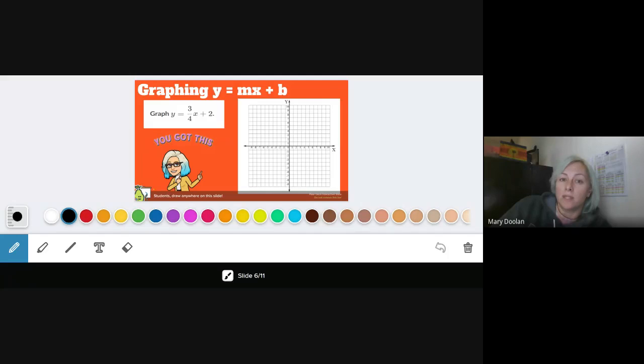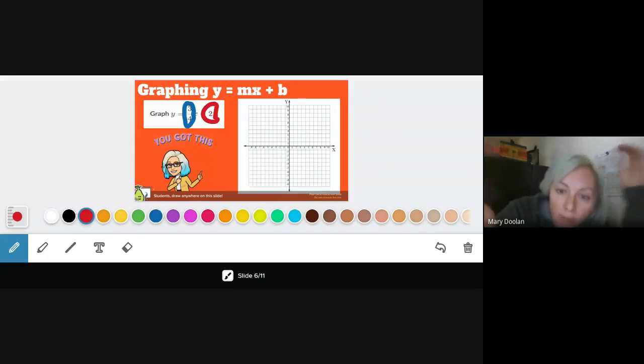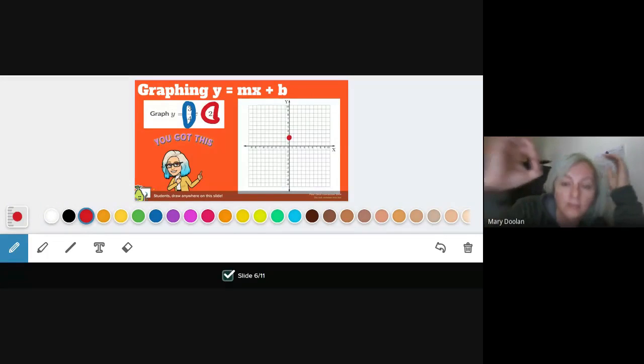We're going to graph y equals mx plus b. And when you do that, you need to identify what's b, what's m. And in this picture, our m is right here. Our b is right here. So you're always going to start with b. B is 2, and that always goes on the y-axis. So if I find 2, it's right there.